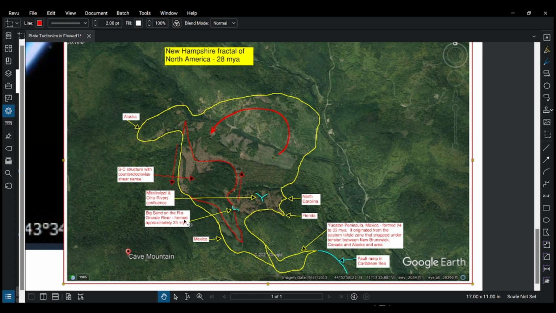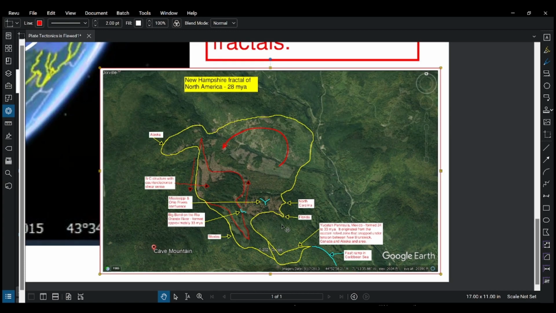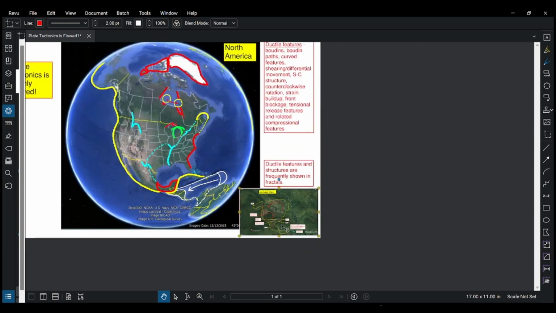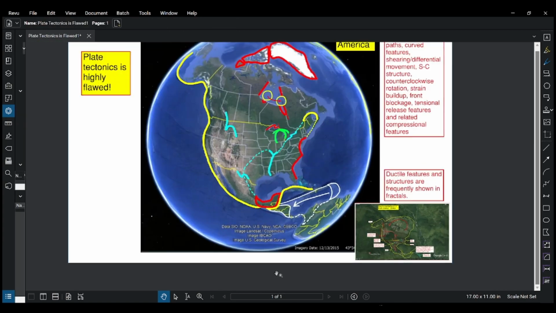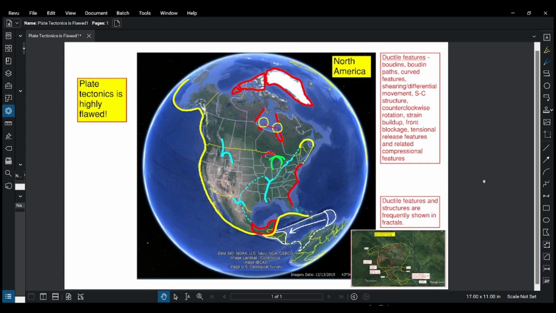You see Big Bend over here where I'm circling. That's a drag fold, it's called, because one side is being dragged down a little faster than the other. So it's kind of an S shape. Okay, so I guess that's it for now. And now let's look at the main Google Earth continent shown here of North America.